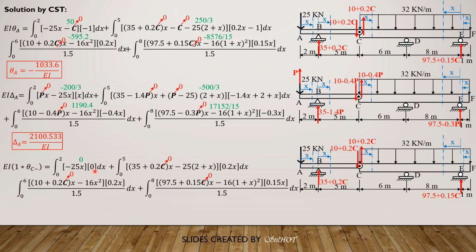So the first integral is 0. The second is negative 125 over 3. The third is negative 595.2. The fourth integral is negative 8576 over 15. Then combining, theta C left equals negative 1208.6 over EI.